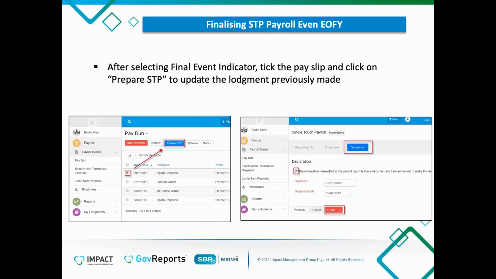So after you select the final indicator and tick the pay slip, click on the Prepare STP update to lodgement and lodge. It's all done for the year. The first time I did it, I actually went, oh, this is strange. I've never had to do this so stress-free like I have doing this. So I can recommend for your clients the IM Ledger and using GovReports for single touch payroll.